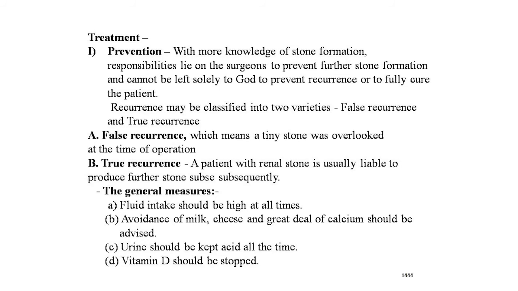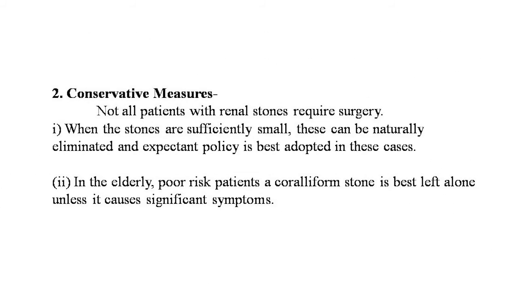The general measures in this false and true recurrence are: fluid intake should be high at all times, avoidance of milk, cheese and a great deal of calcium, urine should be kept acid all the time, and vitamin D should be stopped. Then the conservative measures: not all patients with renal stones require surgery. When the stones are sufficiently small, these can be naturally eliminated and an expectant policy is best adopted in these cases. In the elderly, poor risk patients or coralliform stone is best left alone unless it causes significant symptoms.